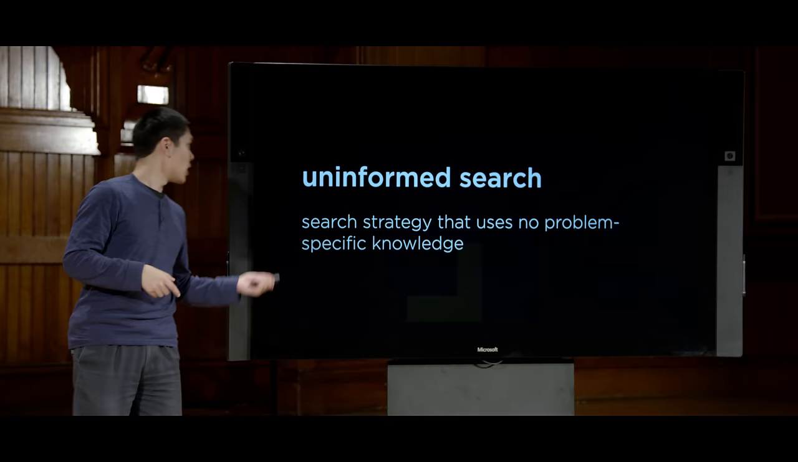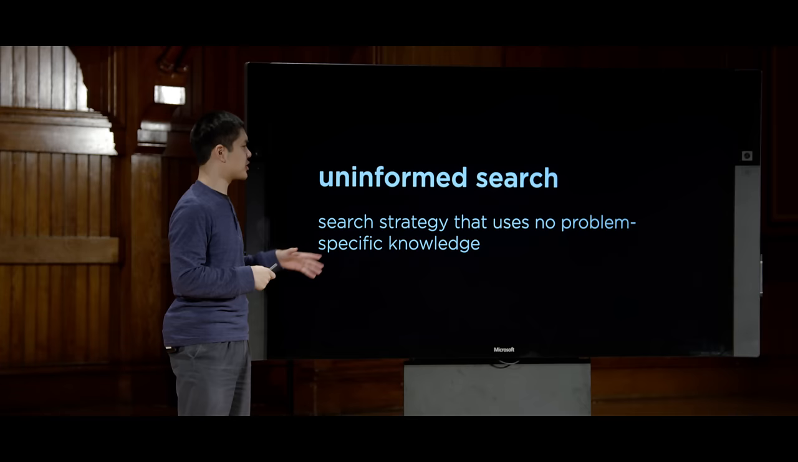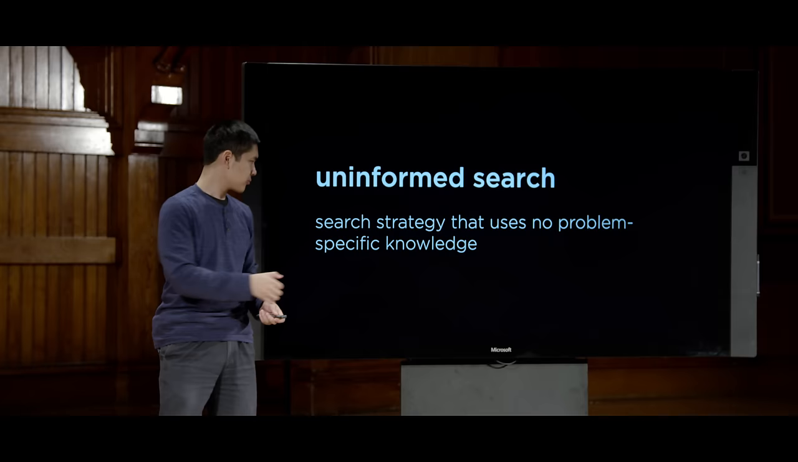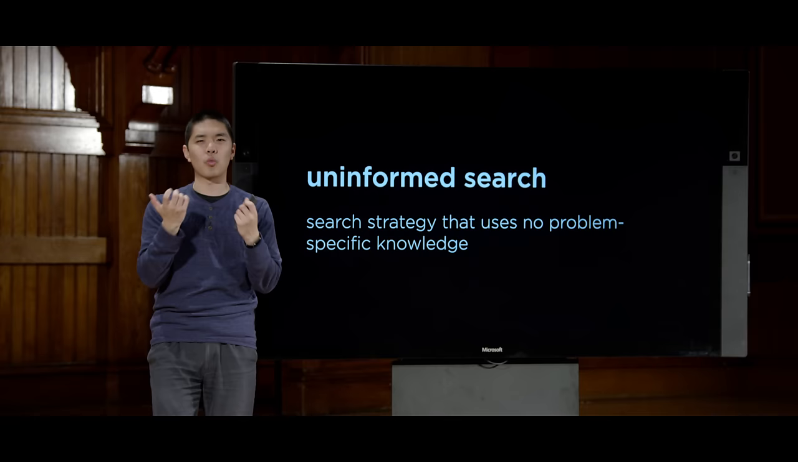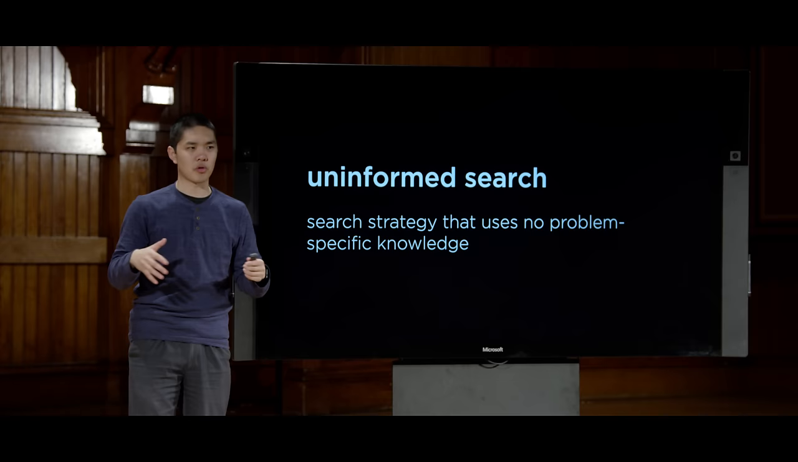Uninformed search algorithms are algorithms like DFS and BFS, the two algorithms that we just looked at, which are search strategies that don't use any problem-specific knowledge to be able to solve the problem. DFS and BFS didn't really care about the structure of the maze or anything about the way that a maze is in order to solve the problem. They just look at the actions available and choose from those actions. And it doesn't matter whether it's a maze or some other problem, the way that it tries to solve the problem is really fundamentally going to be the same.